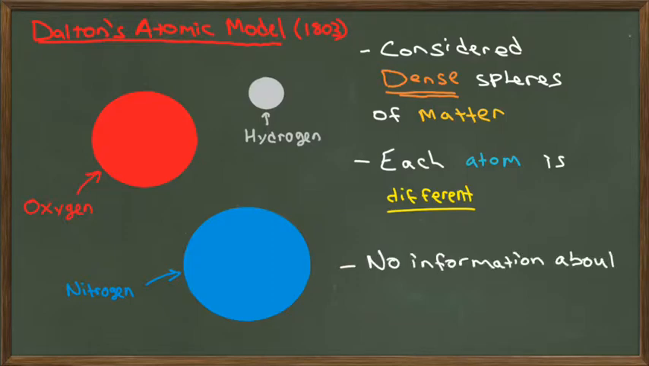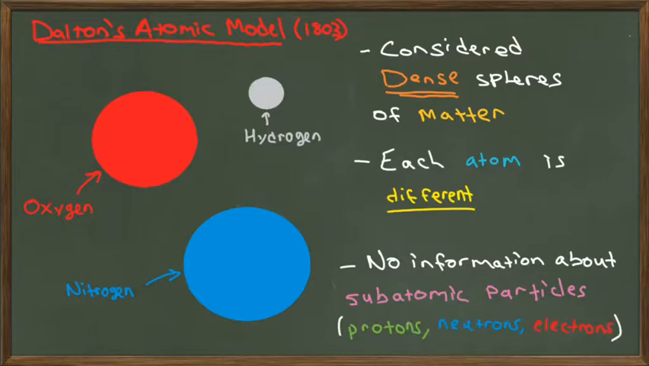Now, at this time, in 1803, we didn't have any information about the subatomic particles. So he didn't know anything about protons, neutrons, or electrons. The only thing that we knew was that they were small, dense, indivisible, and each one was different from one another.